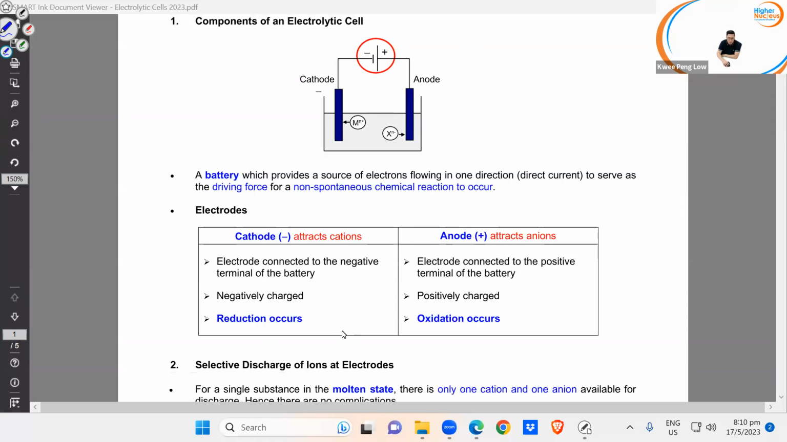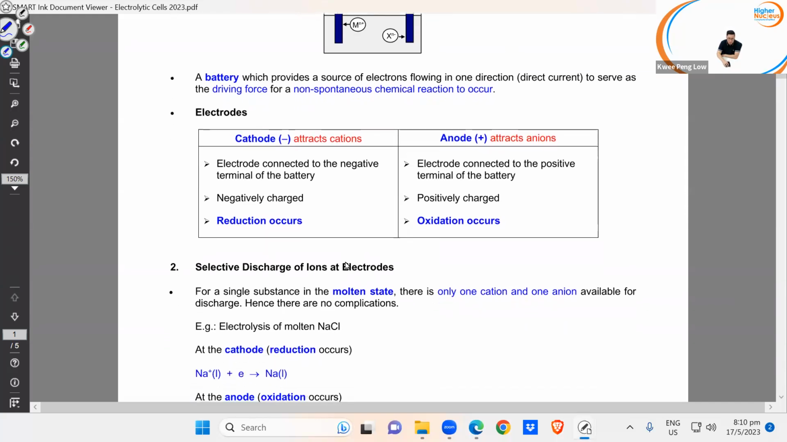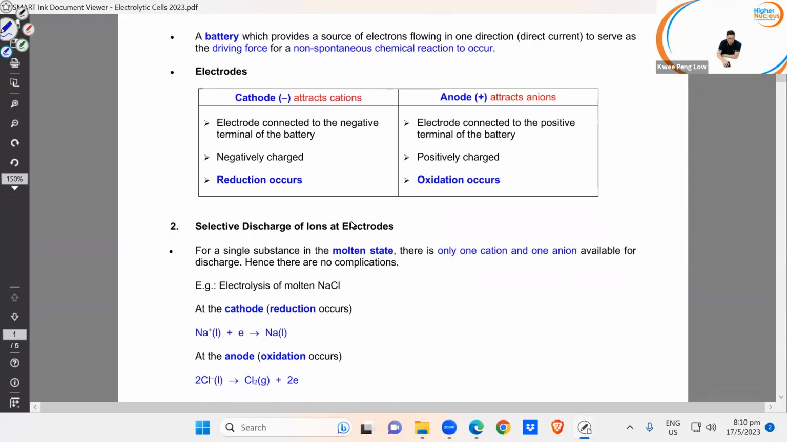Okay, part one. Now, part two. Let's look at the selective discharge of ions at electrode. If I have a molten state, there's only one cation, one anion. So things are pretty simple. At the cathode, my cation is attracted there. Cathode is where reduction occurs. So my sodium plus is attracted to the cathode. It will get reduced to form sodium liquid if I'm electrolyzing molten sodium chloride.